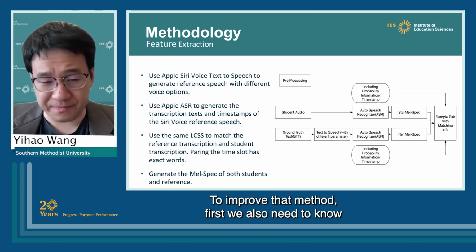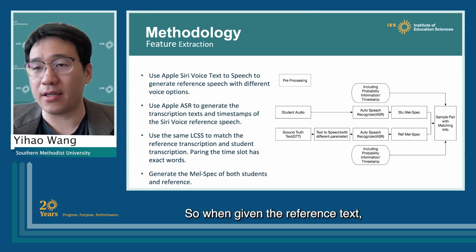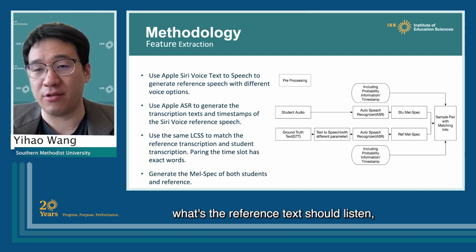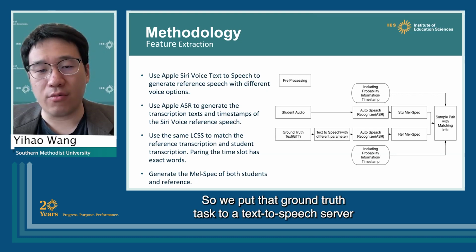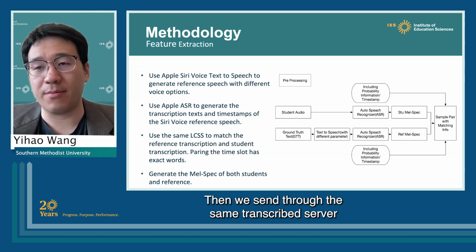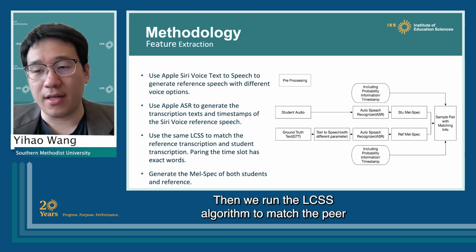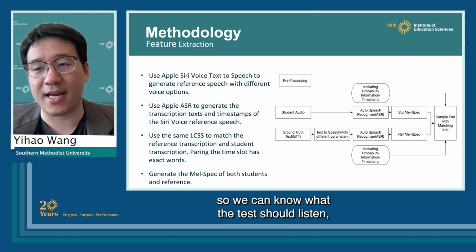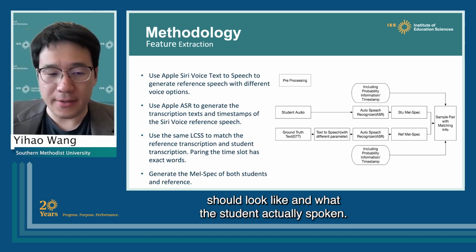To improve that method, first we also need to know what the audio should sound like. So given the reference text, what the reference text should sound like, and what the frames look like. So we put that ground truth text into a text-to-speech server to make it into audio. Then we send it through the same transcribe server to get the tagging of the time and what word is spoken. Then we run the LCS algorithm to match the pairs. So we can know what the text should look like and what the student actually spoke.